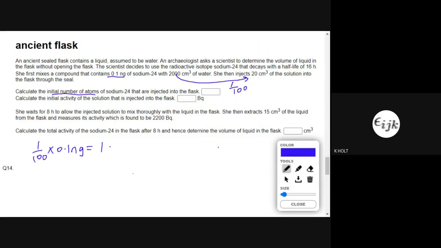And that's 1 times 10 to the minus 12 grams. Now compare that with molar mass, which is 24 grams. That would be 6 times 10 to the 23 atoms. So take 6 times 10 to the 23, divide it by 24, and times it by 1 times 10 to the minus 12. And that gives me 2.5 times 10 to the 10 atoms.